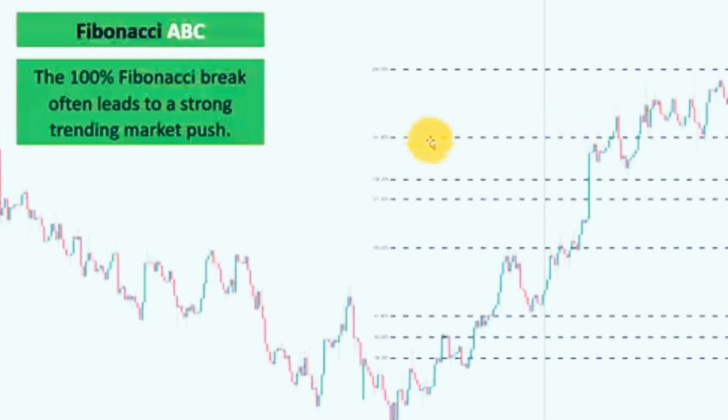So I can't stress this enough. If you want to look for Fibonacci targets, 161 is the one that I would always recommend in the beginning. And if you are a little bit more advanced and you don't have problems with holding times, then you could also choose 200. But generally, most traders start with 161.